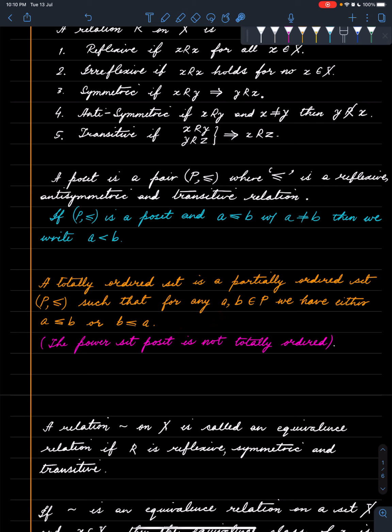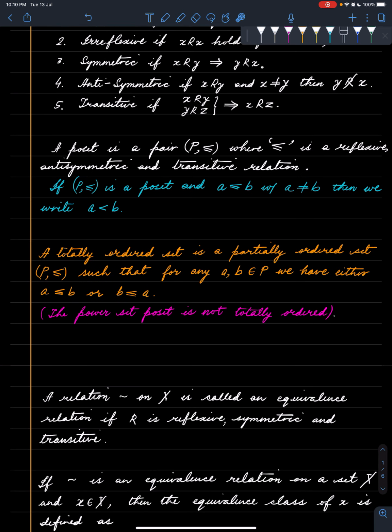An example of a poset which is not totally ordered is the power set poset, which was considered the last time. So take this as an exercise and show that this is not totally ordered. Basically, you need to find two elements of the power set such that none of them is contained in the other. And that's of course very easy.